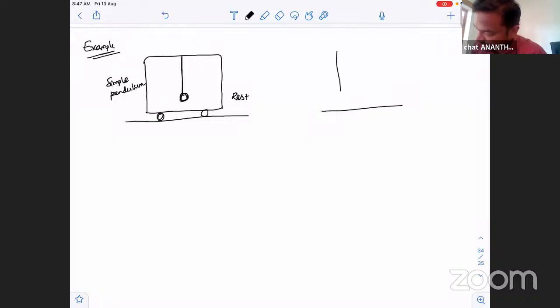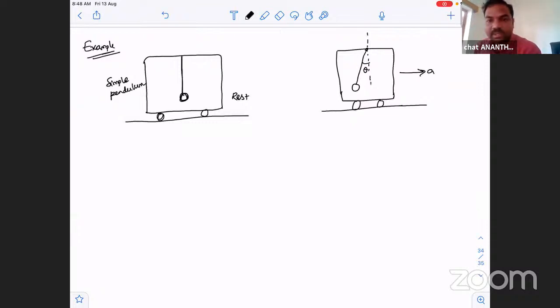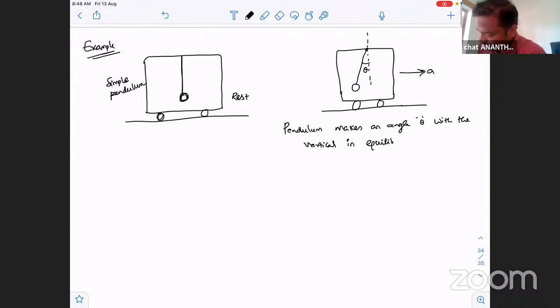But the same trolley accelerates forward. If the same trolley is accelerating forward, then the pendulum will make some angle theta with the vertical and it will go in the backward direction. The pendulum makes an angle theta with the vertical in the equilibrium position.